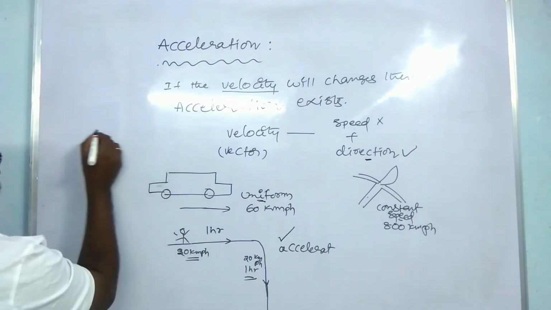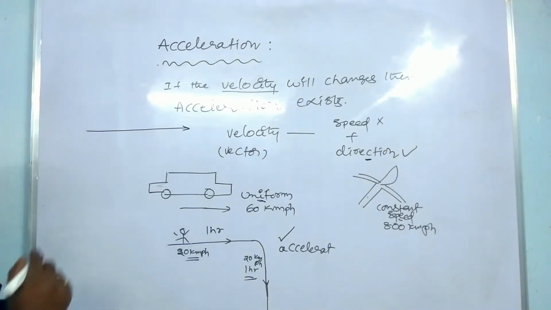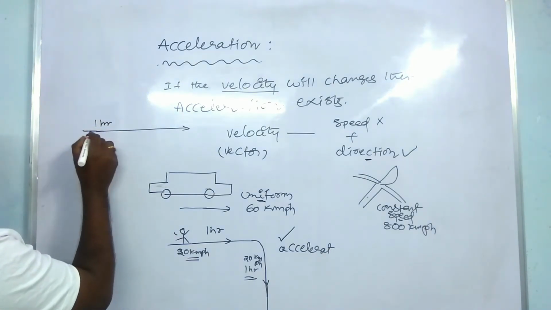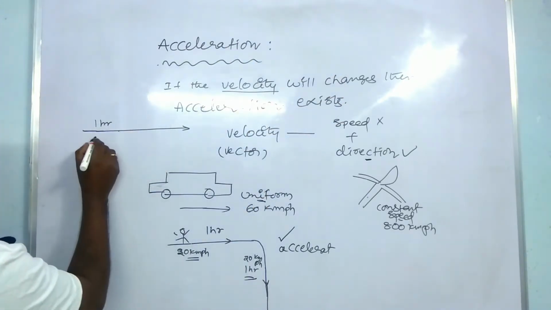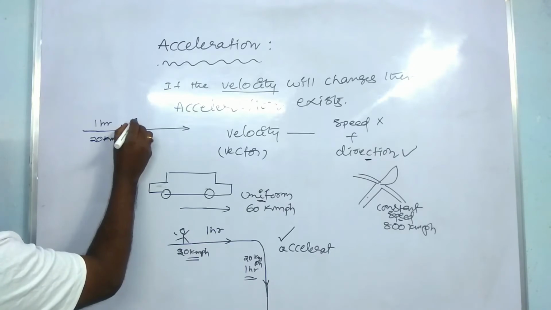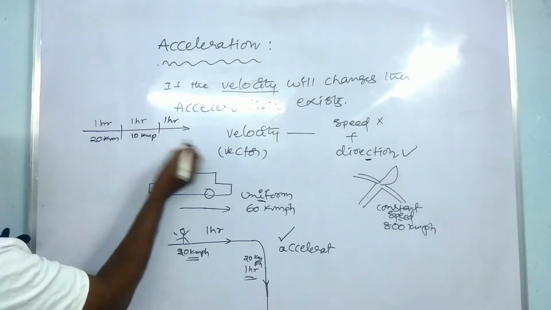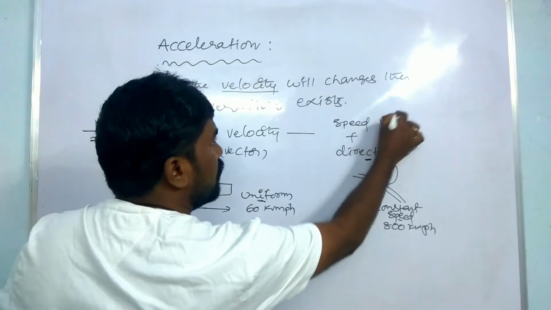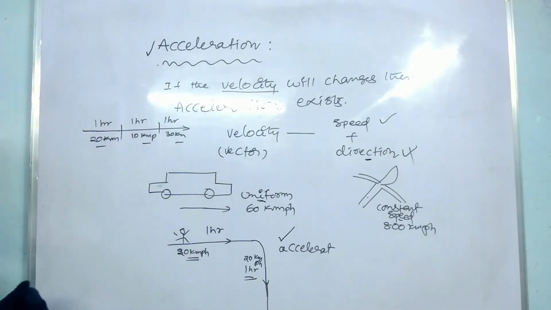If there is no direction change but the speed changes, then there is also acceleration. For example, if you are traveling on a straight road, a straight path, there is no change in direction, but you move with different speeds: after 1 hour you move at 10 kmph, and after another hour at 30 kmph. The speed changes here. If the speed changes, even though the direction does not change, there is still acceleration.